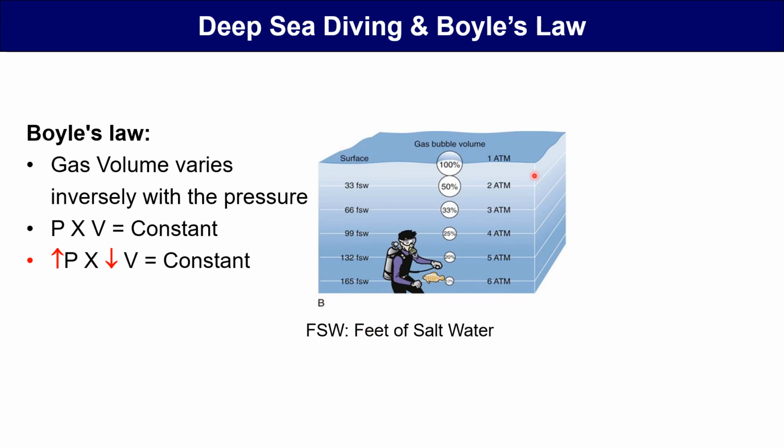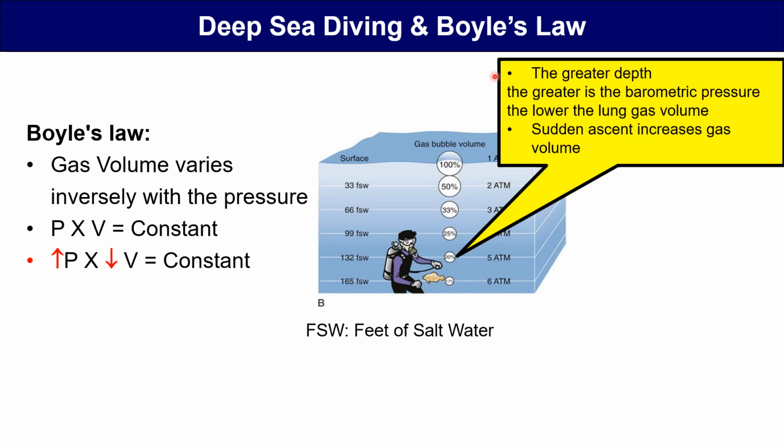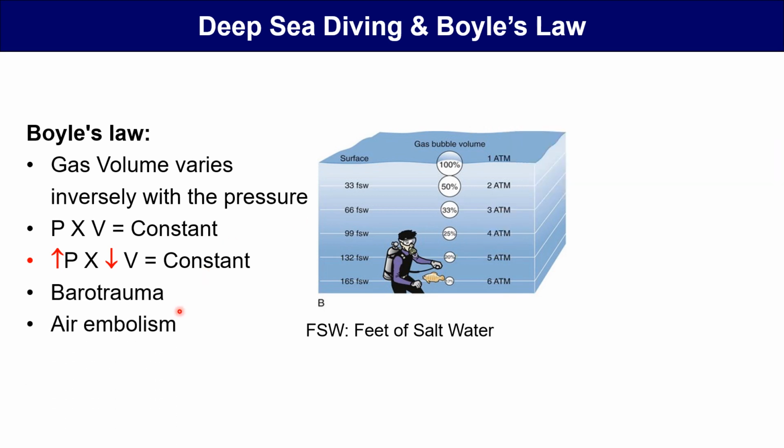water. Notice that the barometric pressure increases from 1 to 6 atmospheres, and notice the corresponding decrease in the gas or the lung volume from 100% down to around 10%. And therefore, the greater the depth, the greater is the barometric pressure, the lower the gas volume is. The sudden ascent increases gas volume, and this may predispose to barotrauma and air embolism.